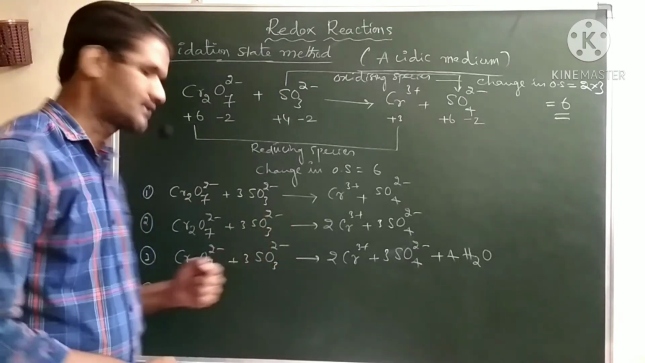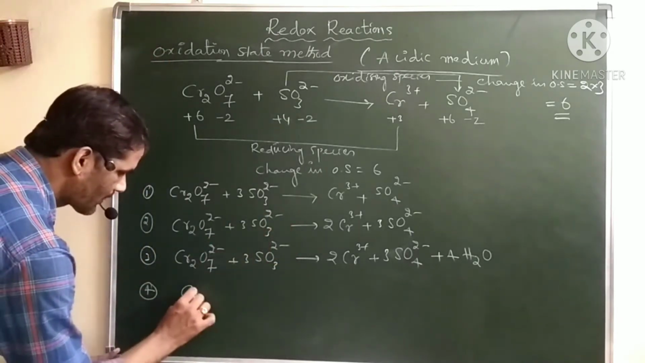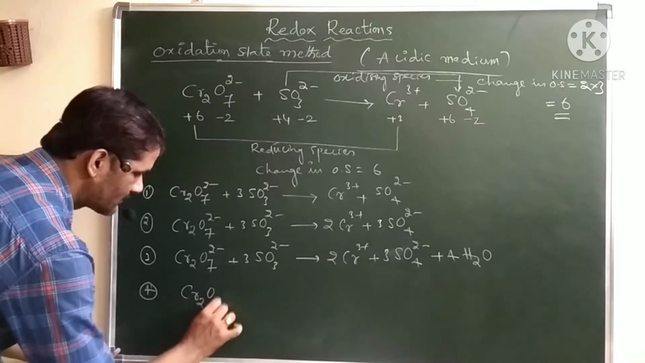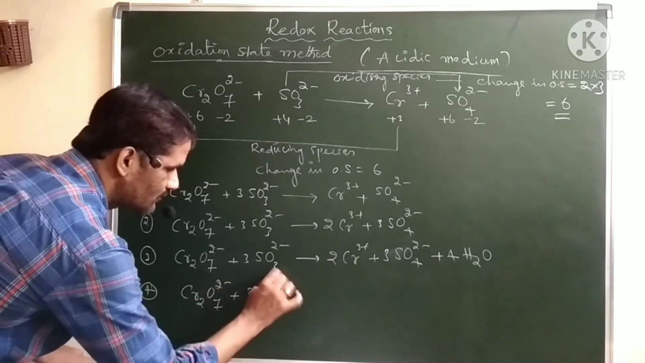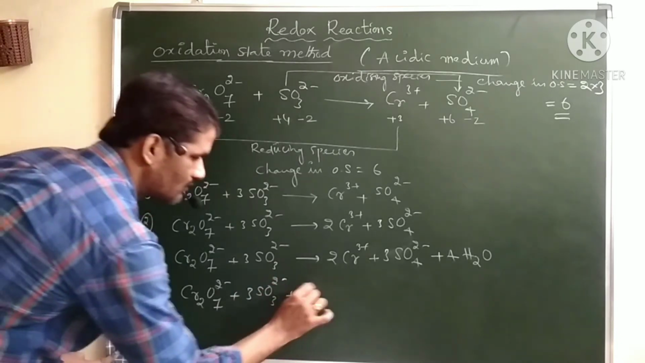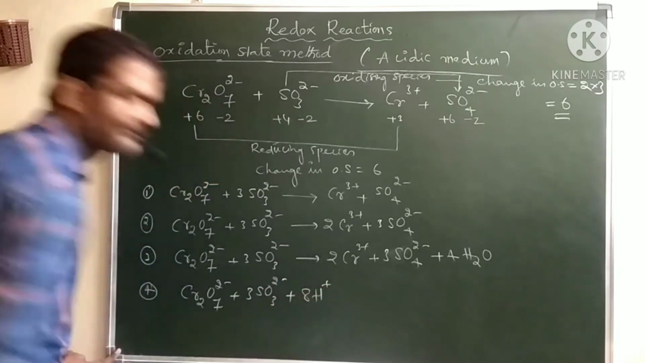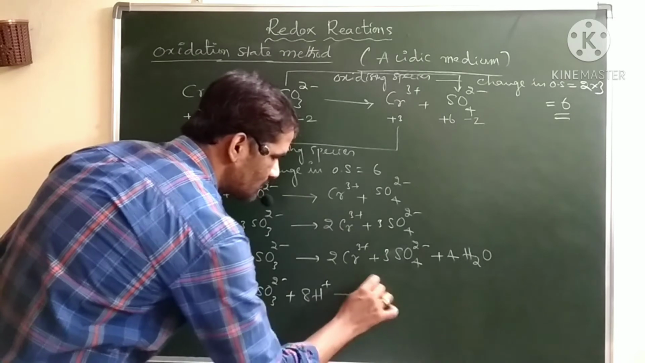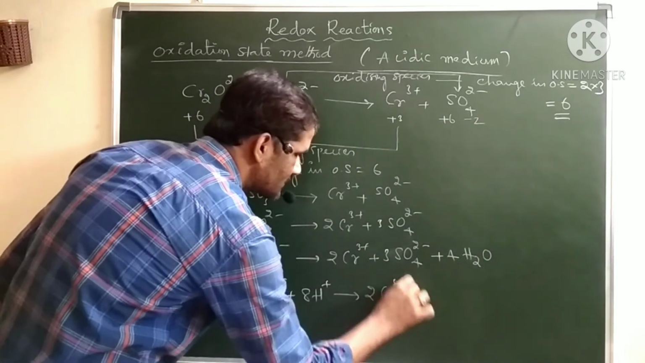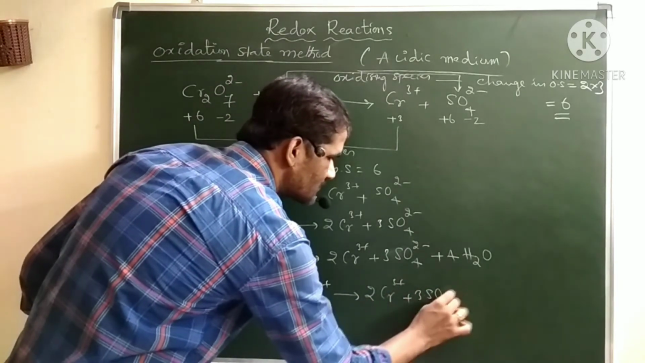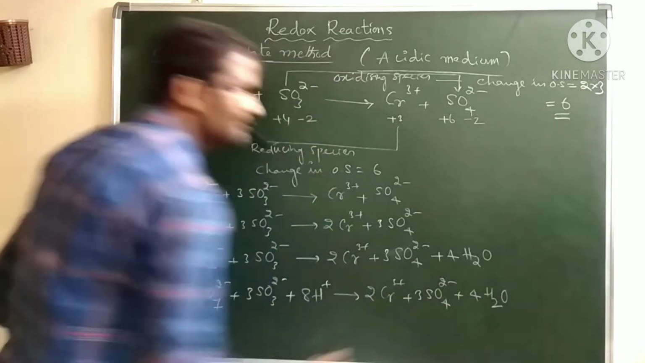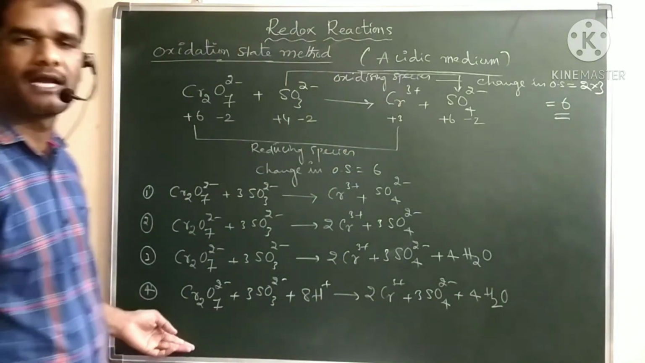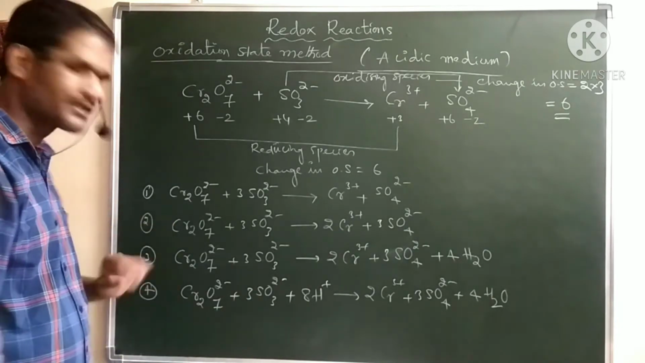So here, in the reactant side we have to add 8 H plus ions to balance the hydrogen atoms. So in the fourth step, I will add Cr2O7 2 minus plus 3 SO3 2 minus plus now 8 H plus. That will give 2 Cr3 plus plus 3 SO4 2 minus plus 4 H2O. So now the equation is balanced. This is by 4 steps.